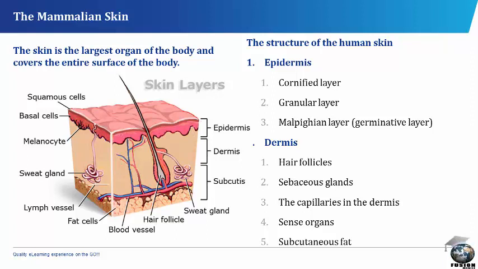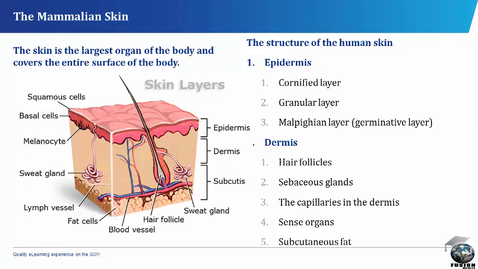The epidermis is made up of the cornified layer, the granular layer, and the malpighian layer, which is also known as the germinative layer. The cornified layer consists of flat dead cells full of granules composed of the protein keratin. It forms a tough, almost waterproof layer that prevents microbial entrance as well as reduces loss of water from the body. They are constantly wearing away and are replaced from the granular layer beneath.